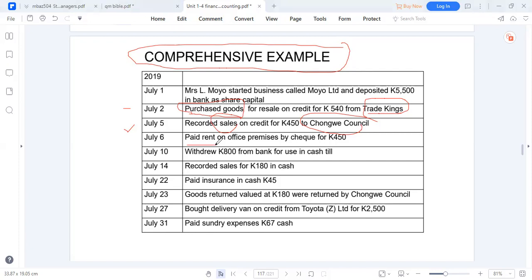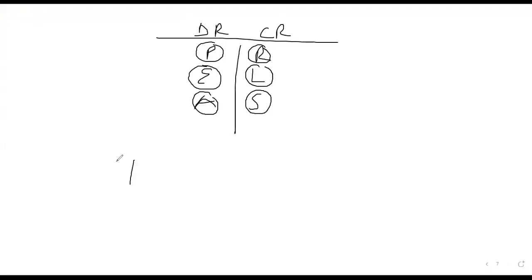Then paid rent on office premises by check. So which two elements are we looking at? Bank and office rent. Good. We don't open a check account, it's the bank account and the rent account. So if we're going to open the T account, what will happen on the rent? So we have rent and the bank account.